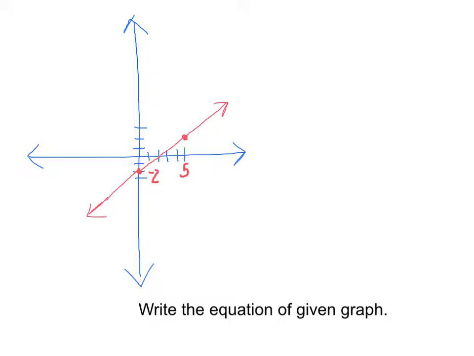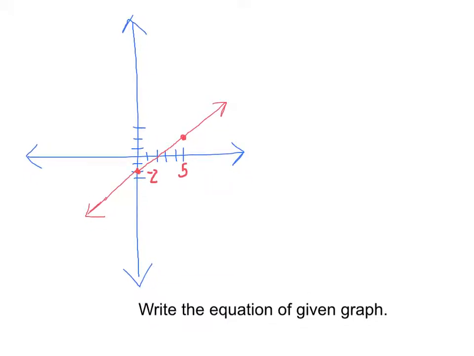The first technique I want to review is writing the equation of a given graph. So here's a sketch of a graph where I have a line drawn, and I need you to write the equation for this line. In order to do this, I need to identify what my slope is and what my y-intercept is. Well, my y-intercept is pretty easy. I can see it right there on the line.